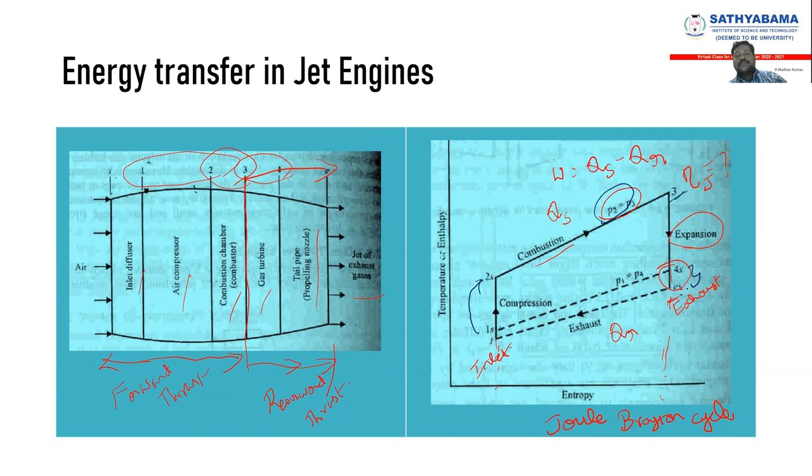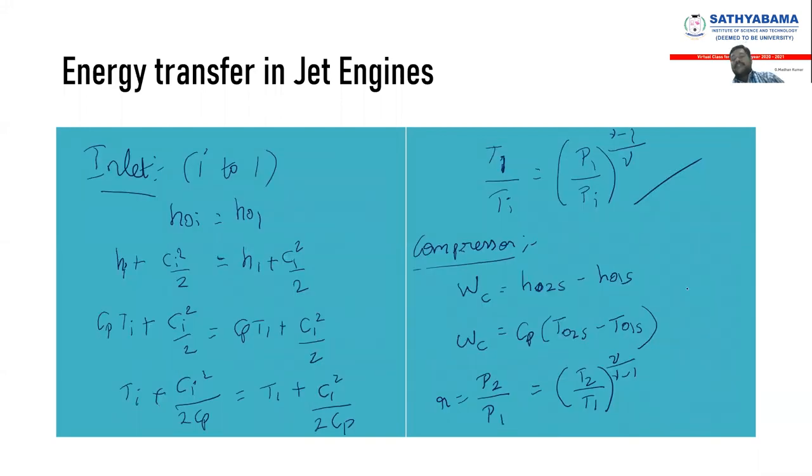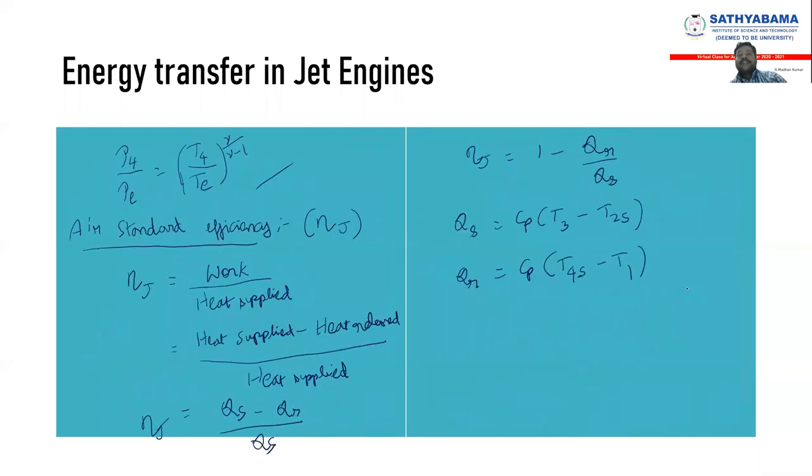But the case is this: the exit temperature matches with the outside atmospheric temperature. What is your outside atmospheric temperature? It is T1, right? So I am considering it as T4S minus T1. Instead of TES, I am going to add T1. So with the help of this formula, when you substitute it in the above expression, we will get eta j equal to 1 minus T4S minus T1, right?